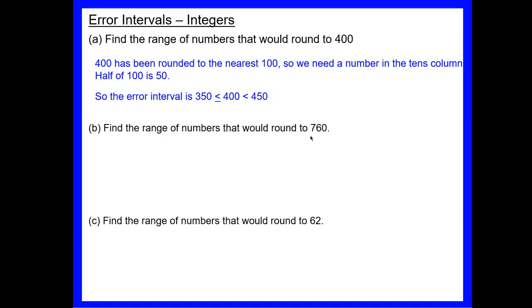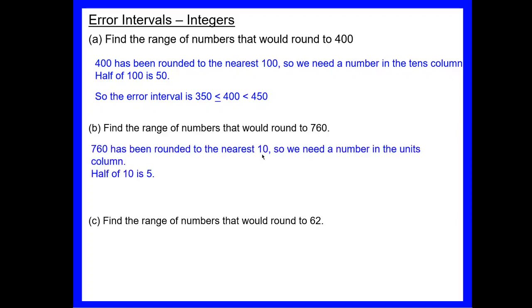So looking at this one then, we've got 760. The last digit here is in the tens column. So that's been rounded to the nearest 10. So we need to half that. Half of 10 is 5. So for the lower boundary, we're going to take 5 away, and for the upper one, we're going to add 5. If I take off 5, I get 755. And if I add on 5, I get 765. Again, keeping these symbols the same is really important.